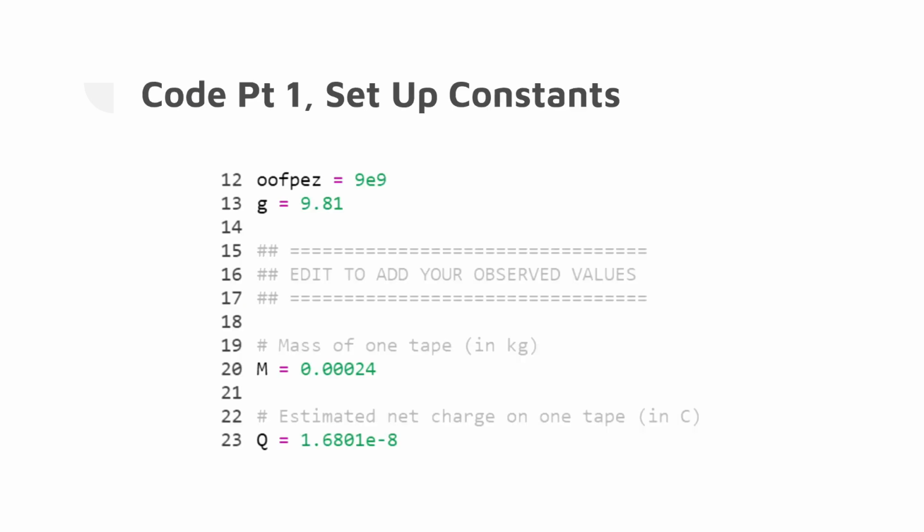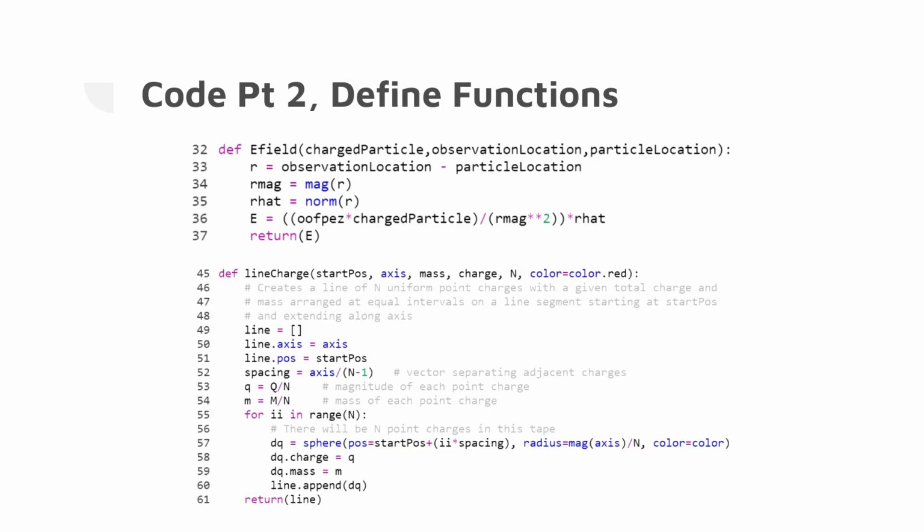So now we set up the code. First we set up constants. So we have Coulomb's law constant and the constant due to gravity. We have our measured constants, which is the mass of the tape, and then this Q value, which is the charge of what we think each piece of tape is. Next we define functions. This top function, line 32 to 37, calculates the electric field at a certain point, and then this bottom function, 45 to 61, creates a line of charges, and this is the line of charges that we're going to use to represent our pieces of tape.